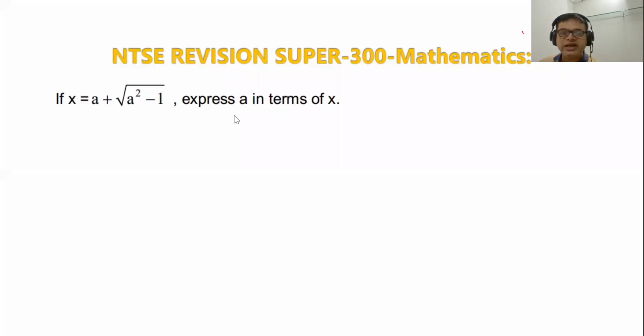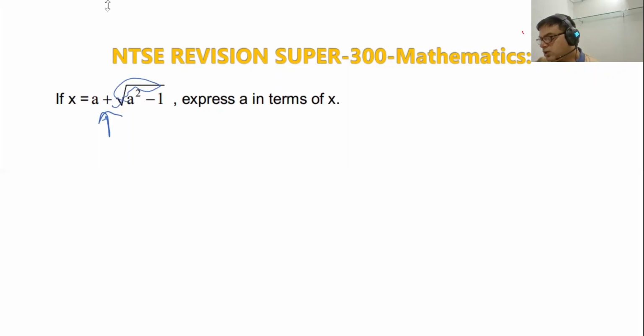The question is saying I have to express a in terms of x. So first of all, I am going to transpose this, because I somehow have to remove this square root term. If I square it like this, it won't be of any help, because one term I will get is 2 multiplied by a square minus 1. So that won't be of any help.